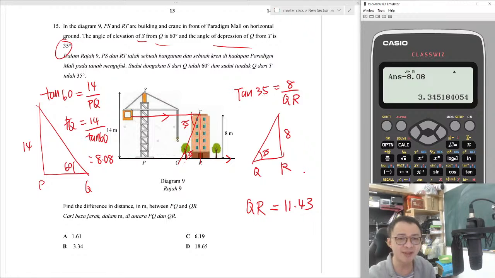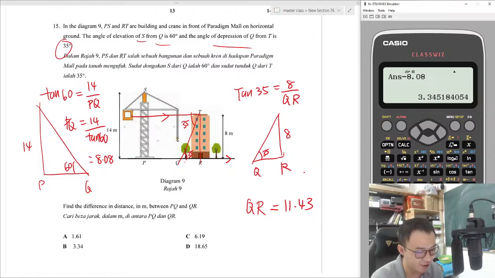Did I make any mistake here? Wait, how come QR is still longer than PQ? It doesn't make sense to me. The angle of depression of Q from T is 35 degrees. 35 is 35, right? This is 8. Because PQ, in my eyes, seems longer.